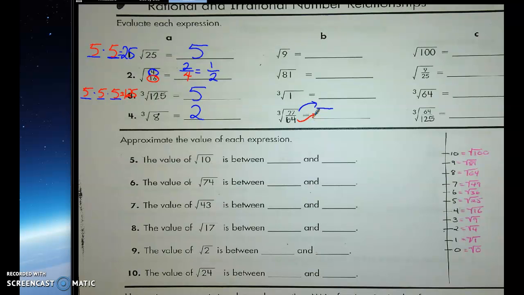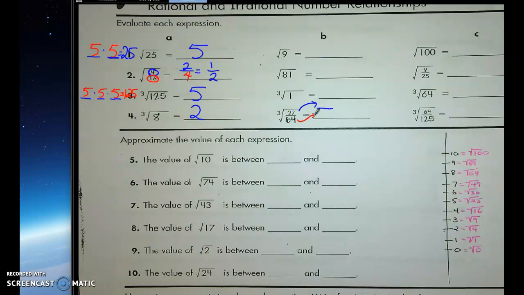Now, let's look at the bottom, the middle part here with 5 through 10. You want to approximate the values. Now, if you notice over here on the side, I've created a number line to help us see where these square roots would fit in, because these are not perfect squares. You cannot memorize these. They will come out to a nasty long decimal that is not terminating.